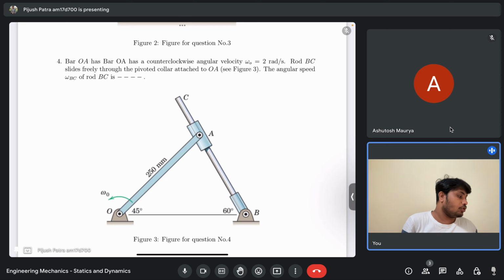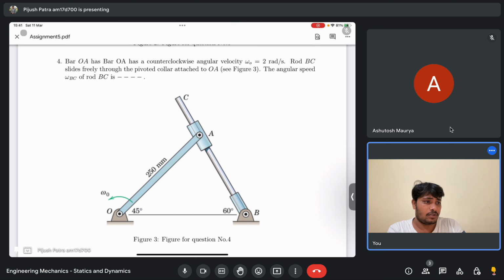Now, as I said at the beginning, these are kinematics problems, so you can solve the problems by using geometry, nothing else. Let me see how you can solve the problem.